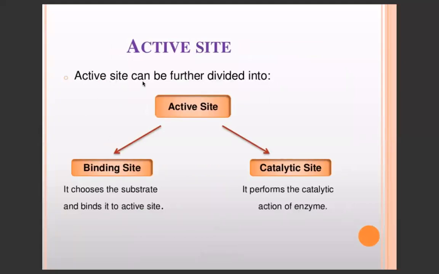Now, the active site can be further divided into the binding site and the catalytic site. The binding site is the site to which substrates attach. The catalytic site is the portion of the active site which helps in catalyzing the reaction.